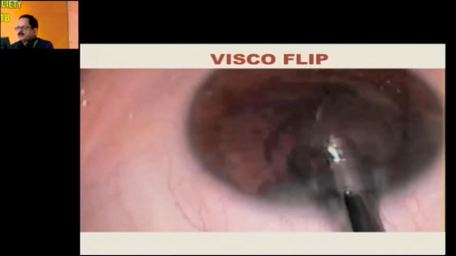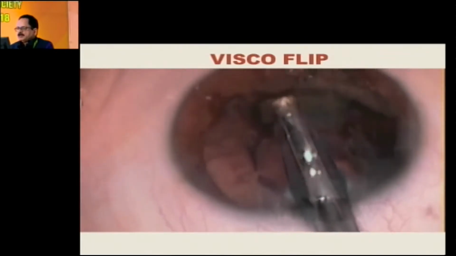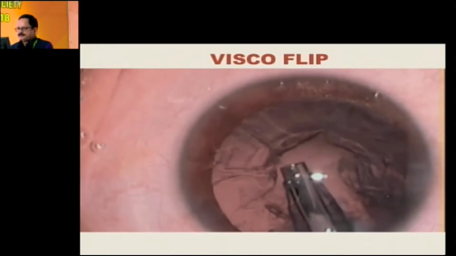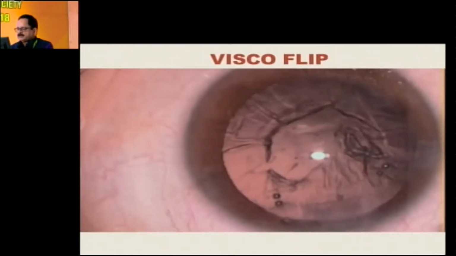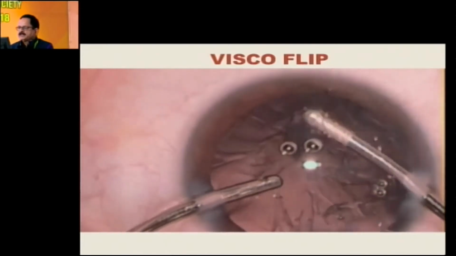So this technique is called visco flip, by which we flip the nucleus cortical part into the anterior chamber. And the rest of the surgery is the same as we normally do it, cleaning the cortex and putting a lens inside.